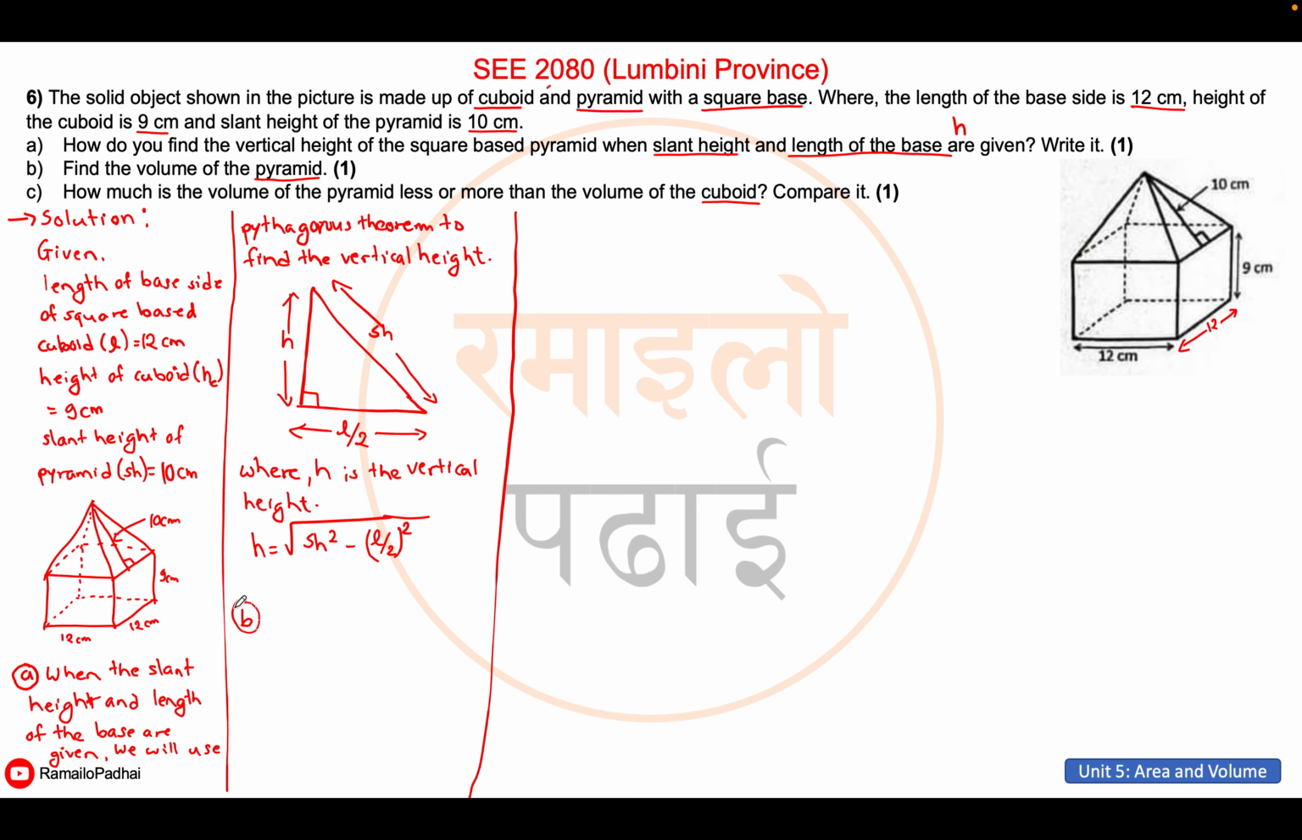Now moving on to question number B. Find the volume of the pyramid. The volume of the pyramid is equal to 1 upon 3 times area of base times vertical height, which is equal to 1 upon 3, and as the base is a square base, we will write L square, and vertical height is H. However, we don't have H here, so we will first find the H using Pythagoras theorem.